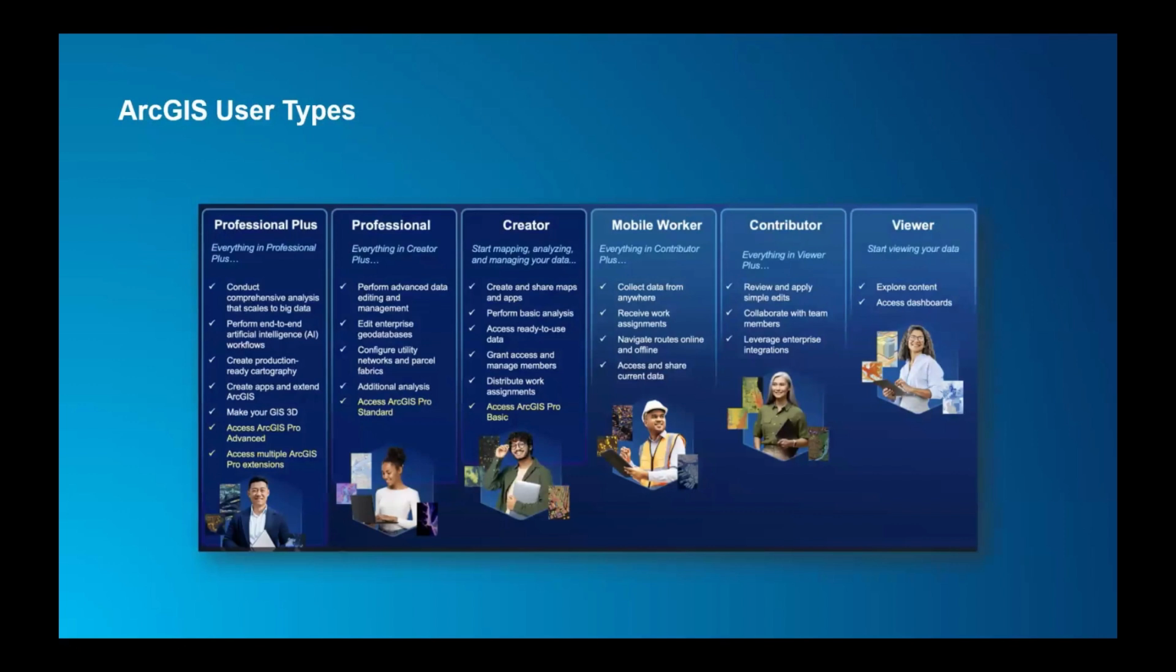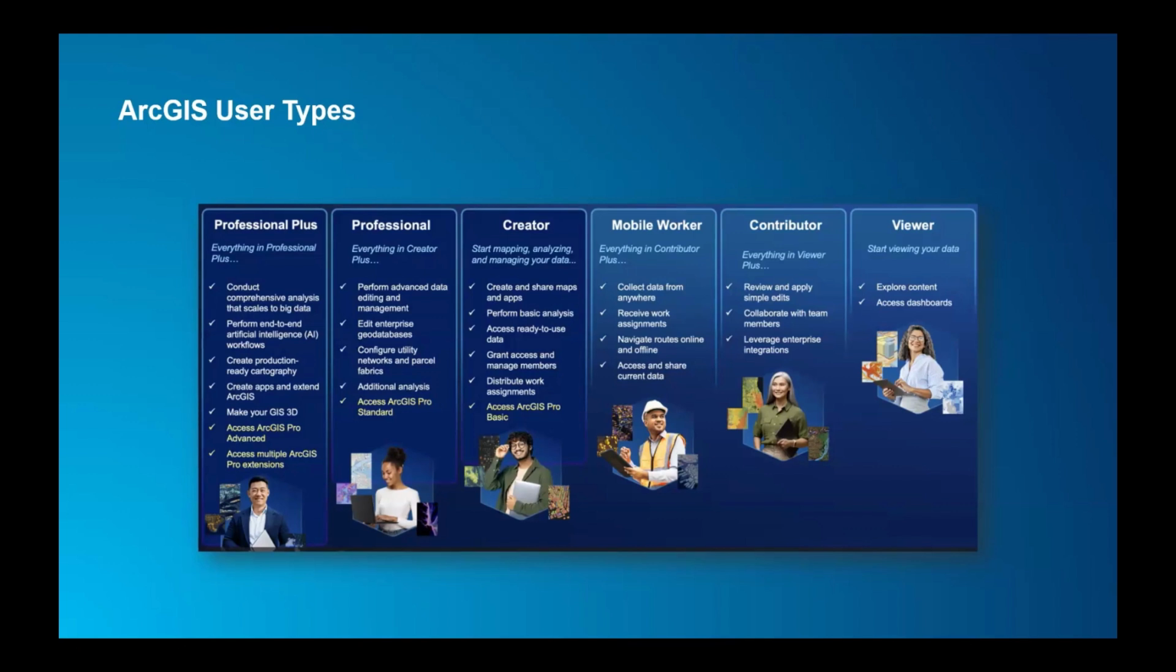All right, so on the screen are the ArcGIS user types. It goes from the viewer, which is the lower tier of user types, to the higher tier, which is the Professional Plus. And of course, as you can see, there are added capabilities as you go up to a higher level of the user type. But let us start with the lower tier of user type, and this is the viewer user type.